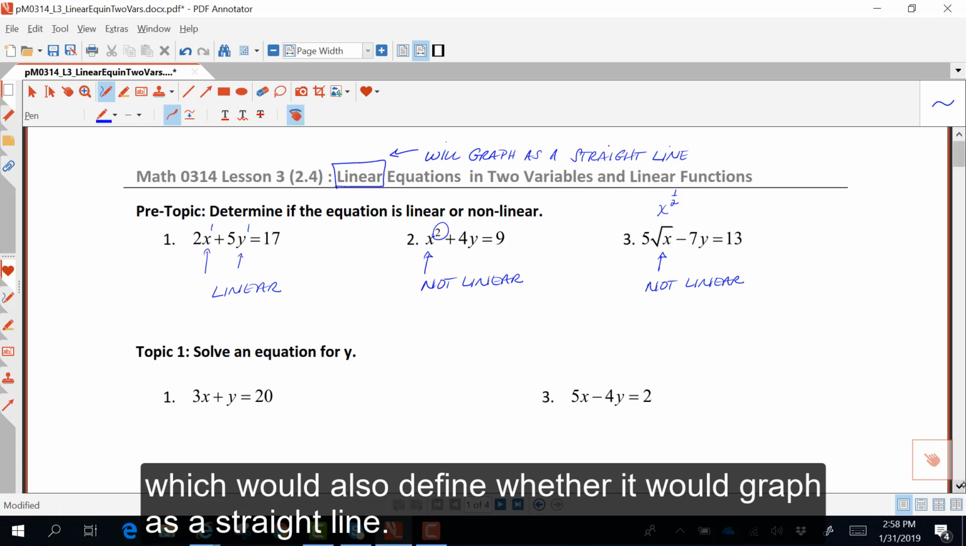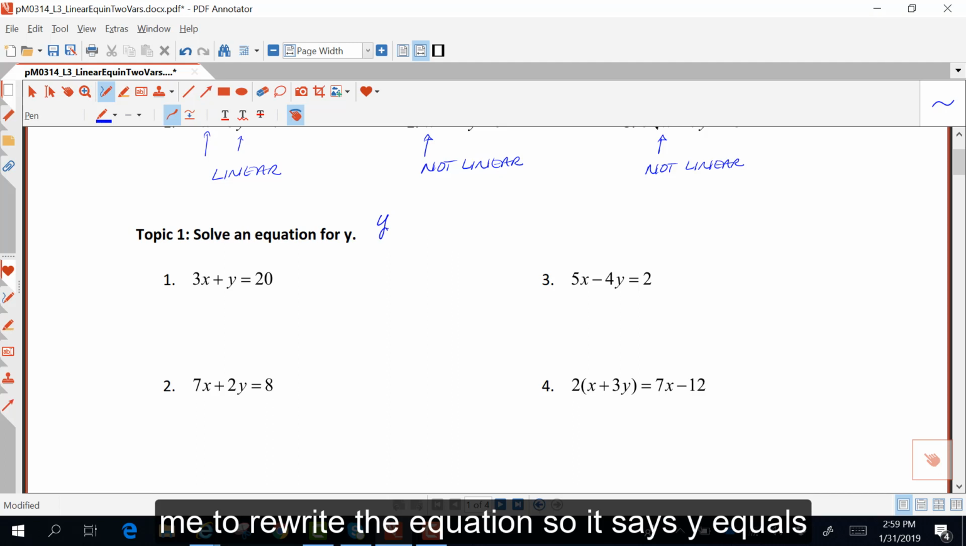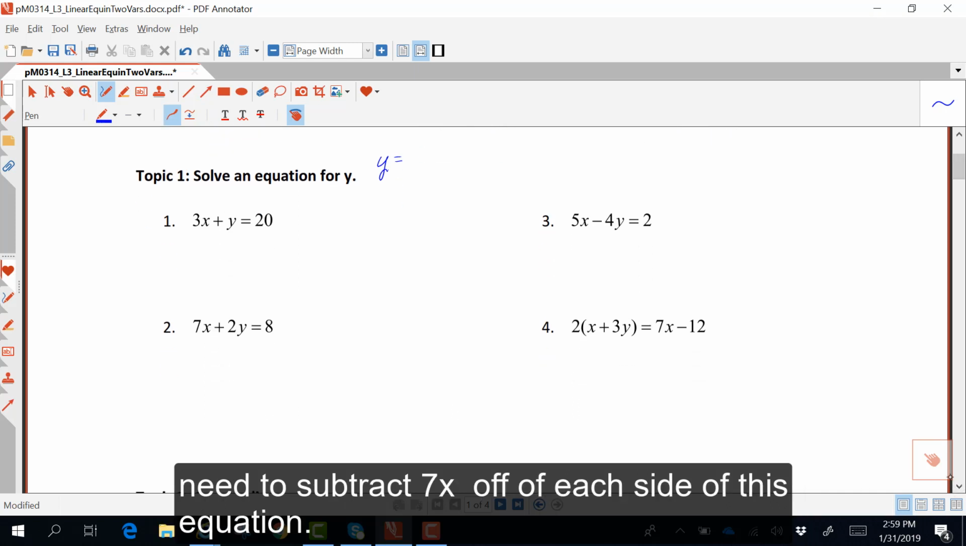as a straight line. Now, in the next topic, it asks me to solve the equation for y. In other words, it wants me to rewrite the equation so it says y equals. Let's look at an example. Let's look at number 2 here and solve it so it says y equals.